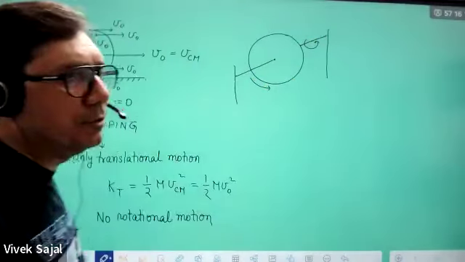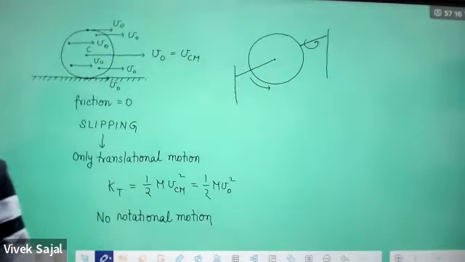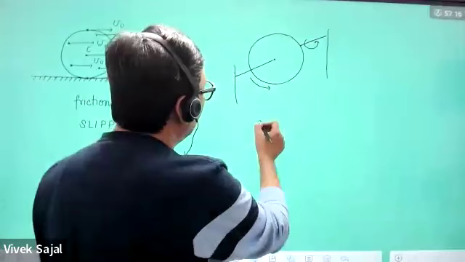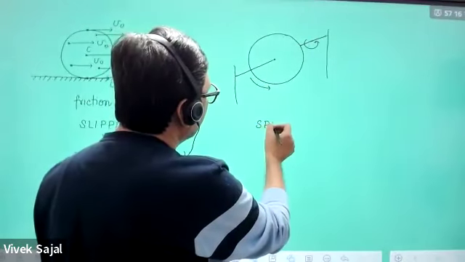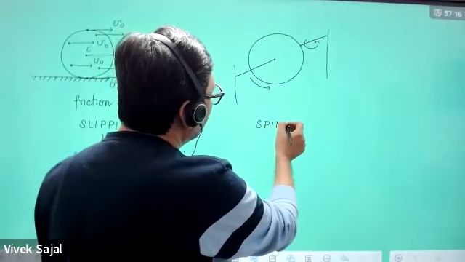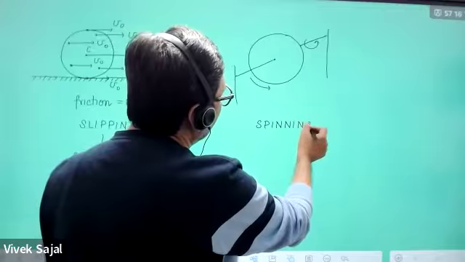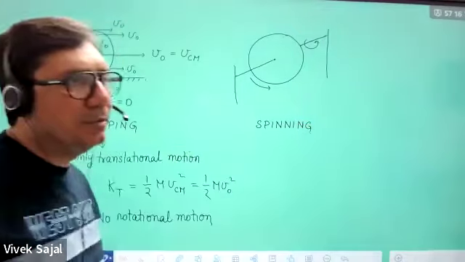No translational motion is there. There is no translational motion. So what do you call it? You call it spinning. What do you call this motion? You call it spinning. So this type of motion will be there.